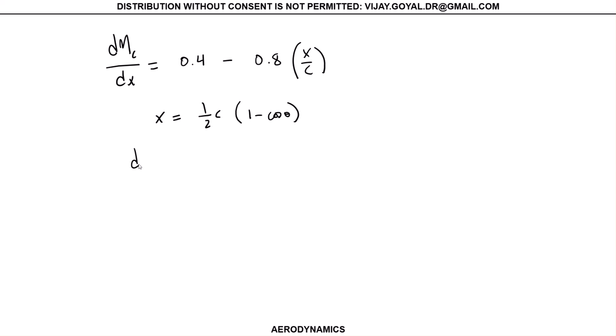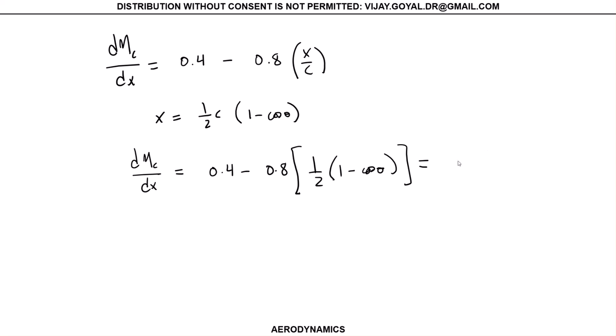So you get the partial of eta with respect to x. That would give you 0.4 minus 0.8 times 1/2 times (1 minus cosine of theta). So if you do your math, this gives you 0.4 cosine of theta.